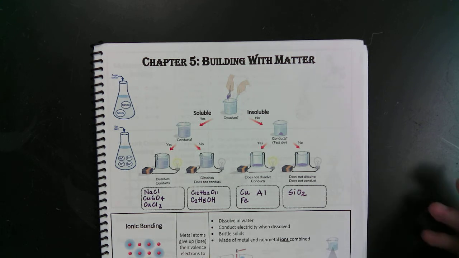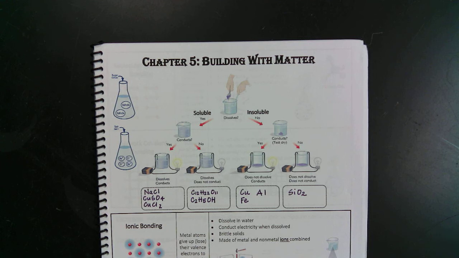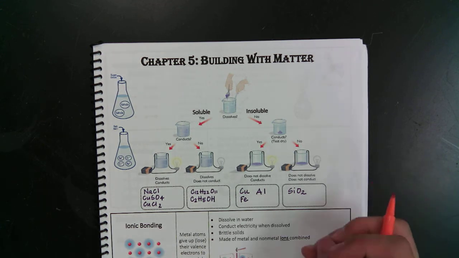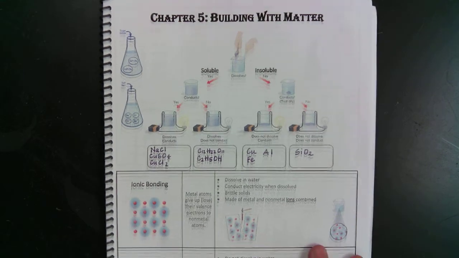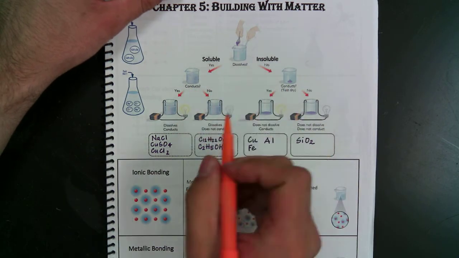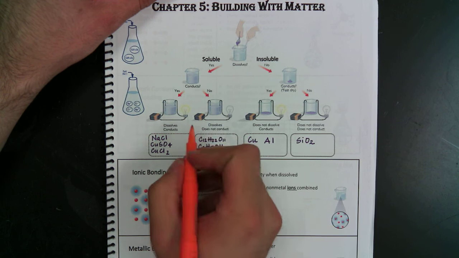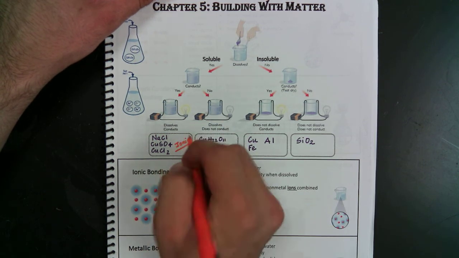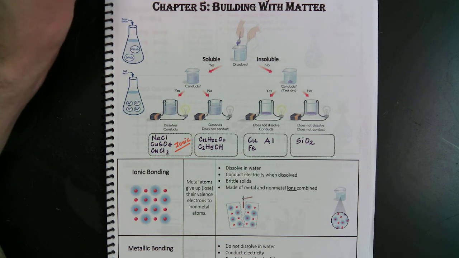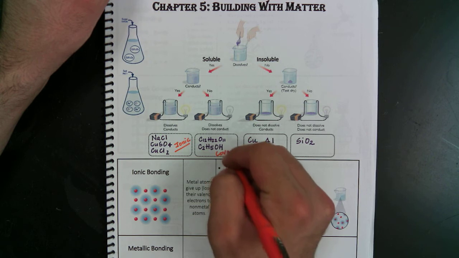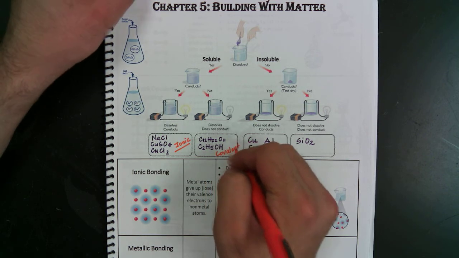And then basically what we did was we said that just by looking at these two properties, we classified matter into how the atoms or ions are held together, meaning the bonding that exists between them. So the things that were soluble and dissolved and conducted electricity when dissolved were all considered ionic substances, things that were bonded ionically.